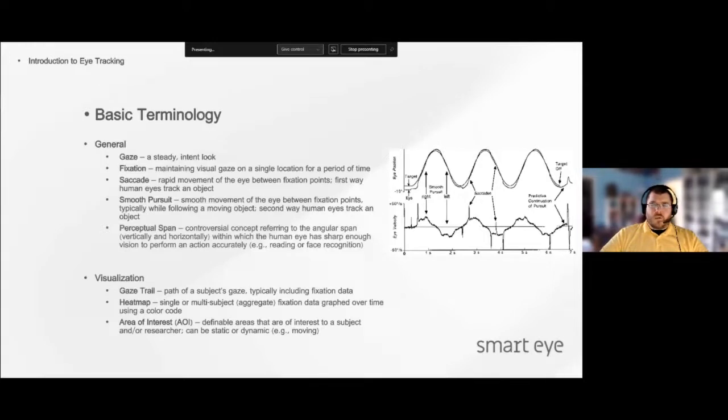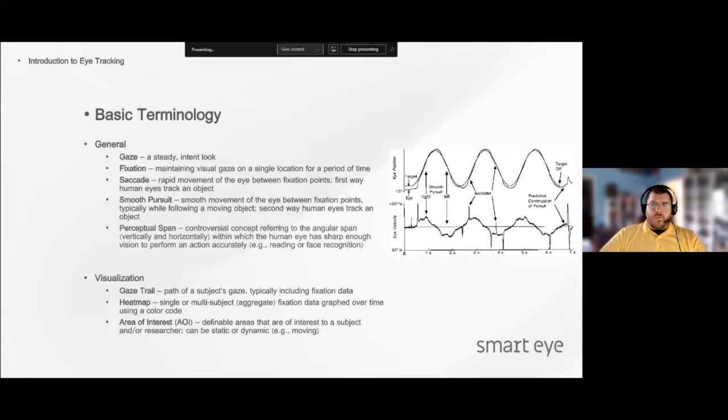We have smooth pursuit, and this is the smooth movement of the eyes. And this is typically occurring when there is a moving object that can be tracked. Note that saccades and smooth pursuit eye movements are mutually exclusive, but they do work in synergy for visual tracking. And we have perceptual span of the eye. This is used less often, but comes up occasionally. And it's the angular coverage area where eyes can perform accurate actions, such as reading, facial recognition, for example.